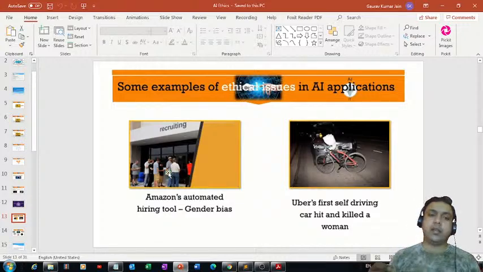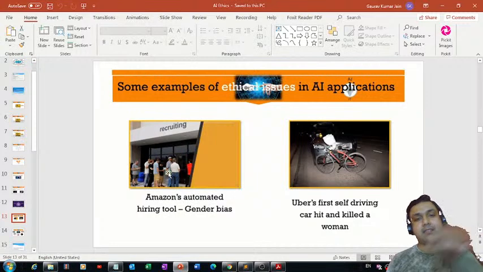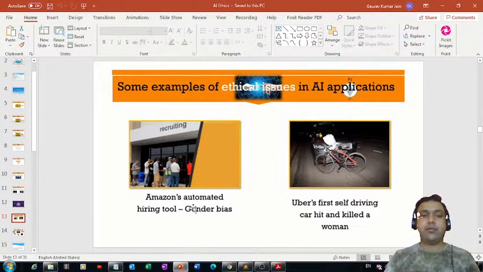It used to go through all the resumes of the people who uploaded them on Amazon's website, and it used to give preference to the male candidates only. Suppose there are 10,000 people who have registered their resumes on Amazon's website, and Amazon has selected 8,000 people. Out of those 8,000 selected candidates, 6,000 are male and the remaining 2,000 are female. So this is again a case of gender bias.